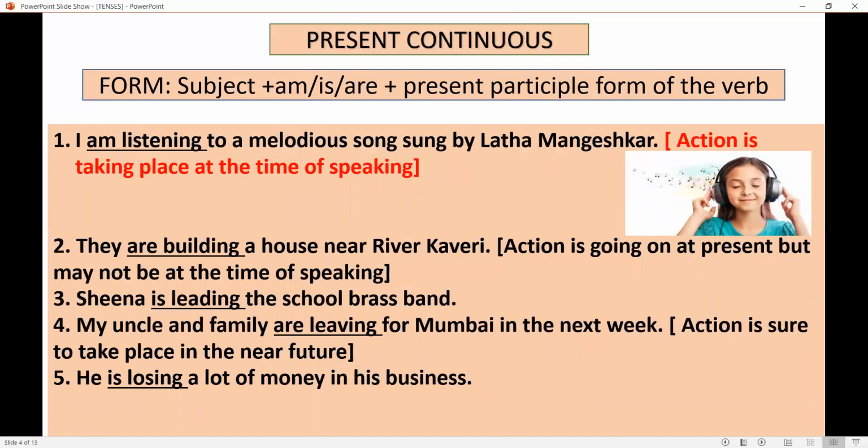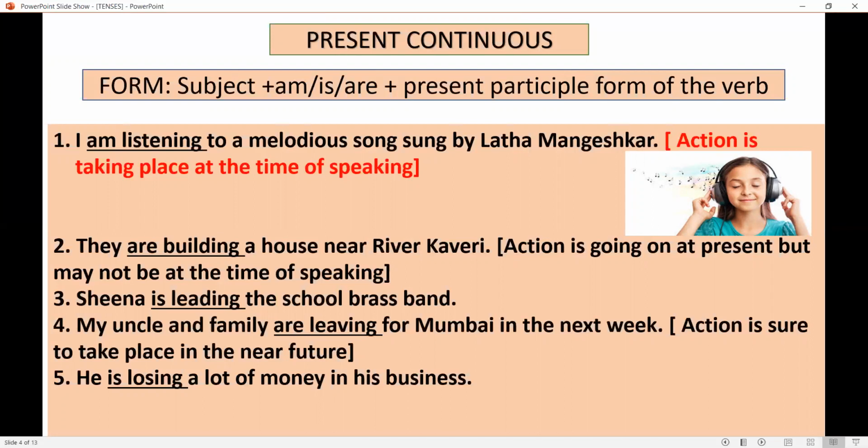What is the form of present continuous tense? The form is subject plus am or is or are plus the present participle form of the verb, that is, the ing form of the verb. Now, when do we use present continuous tense?